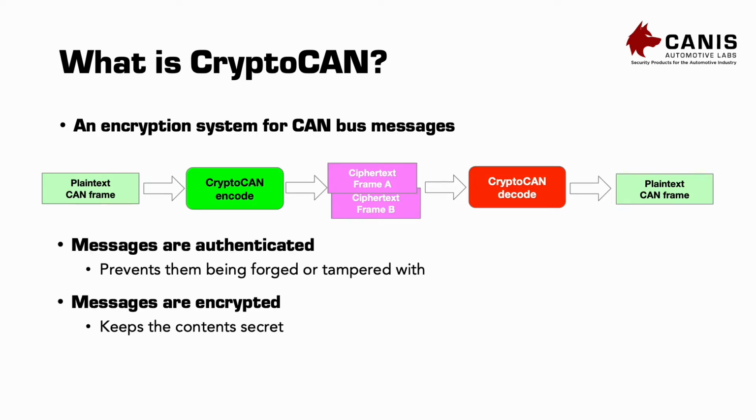The decoder also checks the MAC to see if the message has been tampered with or is a forged message. This prevents the most common attack on CAN bus, the spoof attack, where a device on the bus sends messages that pretend to be from another device. The messages are also secret. This is useful because it makes it much harder for an attacker to reverse engineer the messaging on a CAN bus.